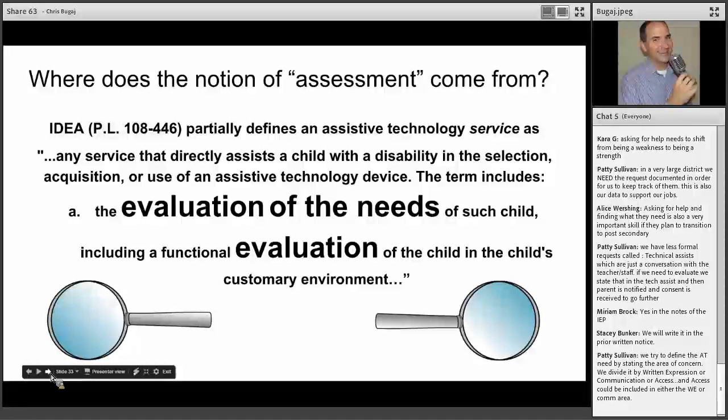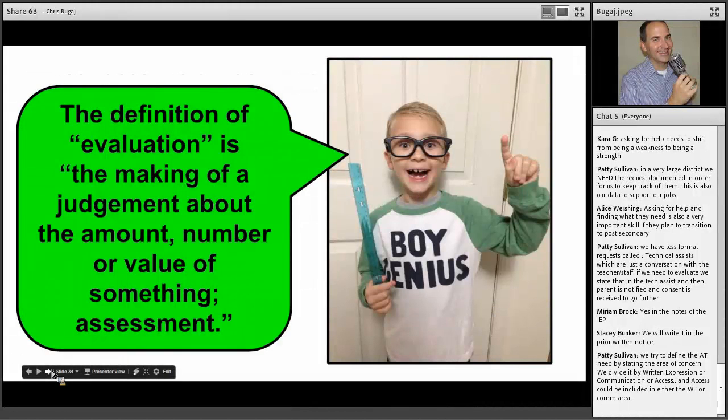But the idea of doing an assessment, this action of someone coming in and, like I said, like Batman coming in doing an assessment of the situation, it really maybe comes from the idea that the definition of assistive technology service specifically states that part of the definition is the evaluation of the needs, including a functional evaluation, right? And so a lot of people then have specifically written evaluation, that term, into the IEP.